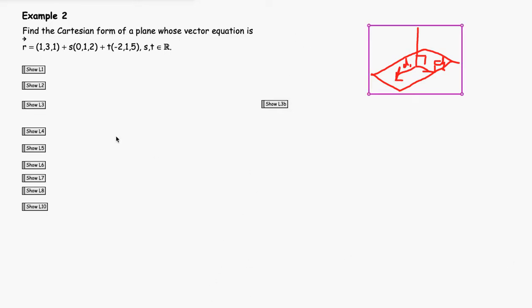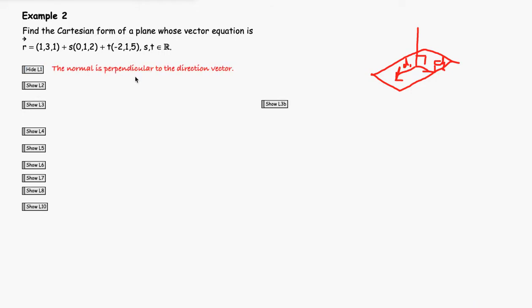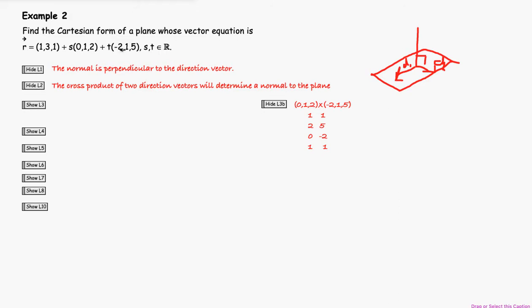I just want to drop that pen now. And let's just show you what I'm talking about. The normal is perpendicular to the direction vector. The cross product of the two direction vectors will determine the normal to the plane. So what we're going to do now is figure out how we would do that. So remember to find the cross product. Let me just see which way I've done it over here. So I'm going to do 0, 1, 2 cross -2, 1, 5. So we're going to do y, z, x, back to y. And then what we're going to do is, well, I'll show you that over here as well.